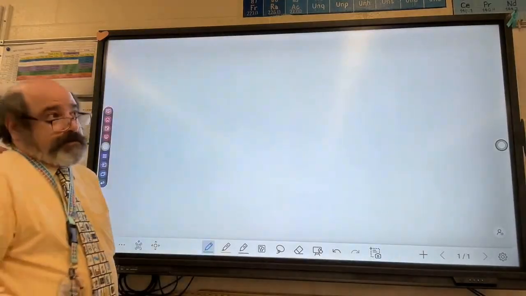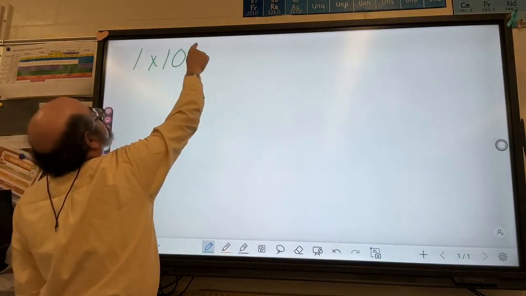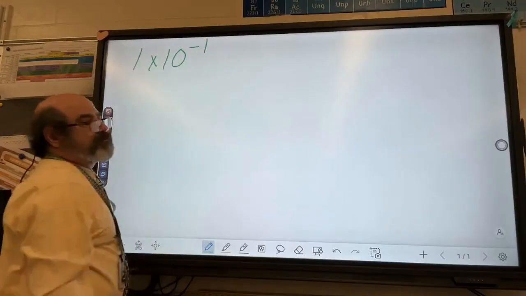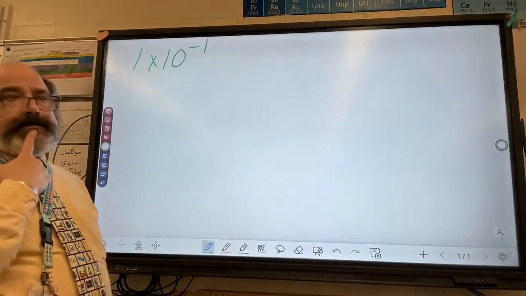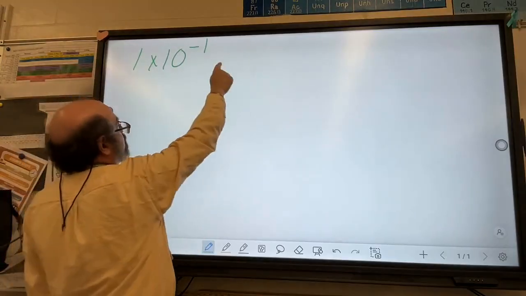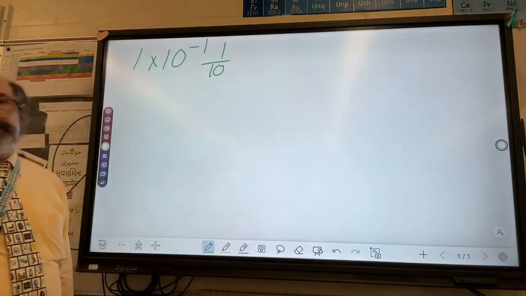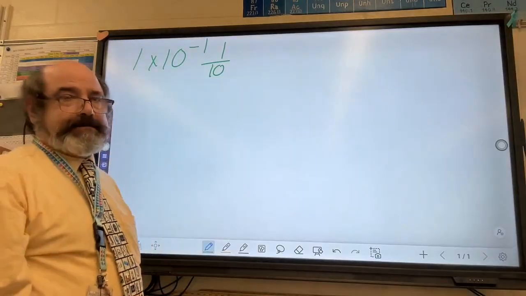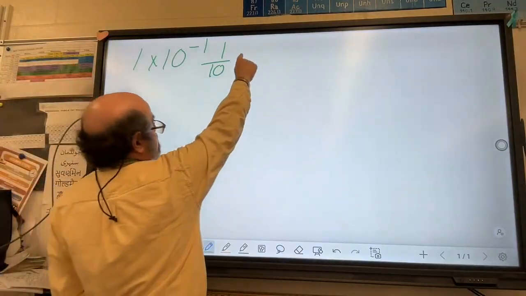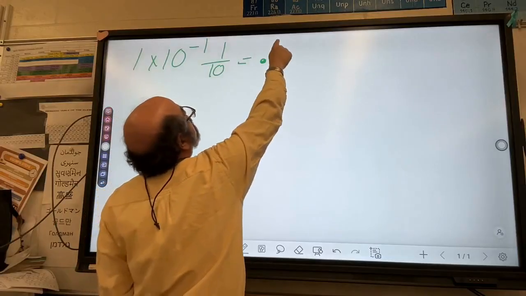So let's do the negative number. 1 times 10 to the negative 1. Well, that is really 1 divided by 10, or 1/10, which numerically is 0.1.